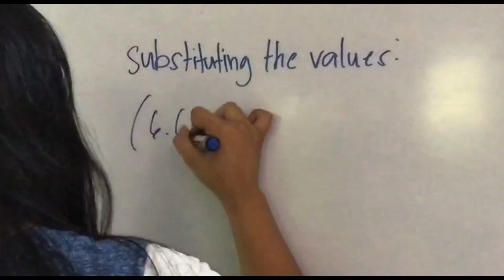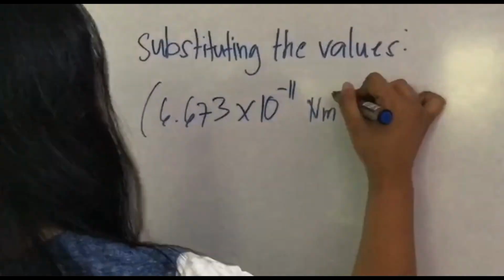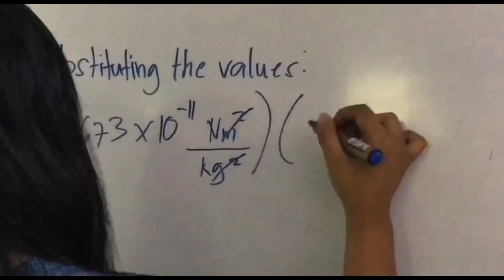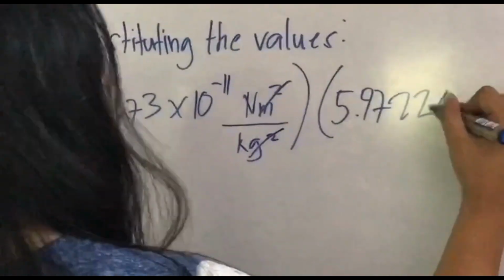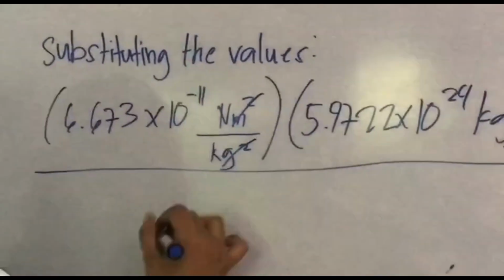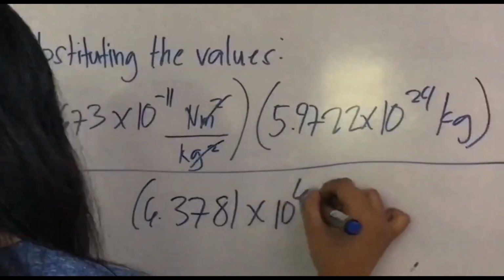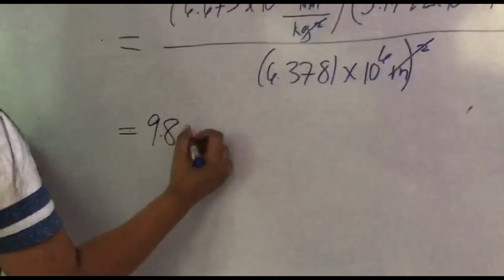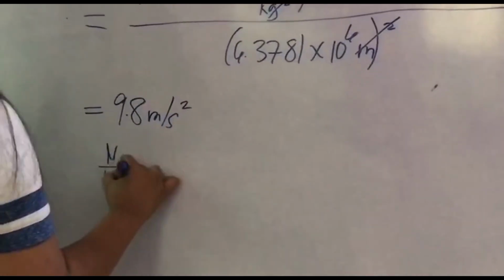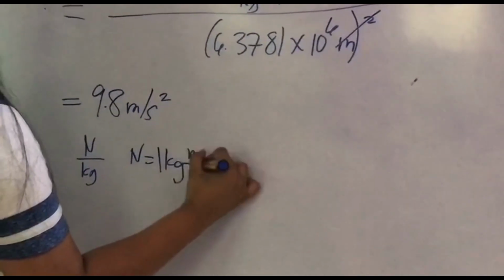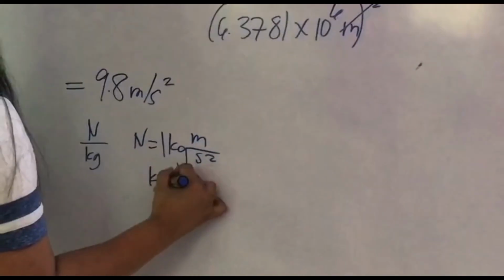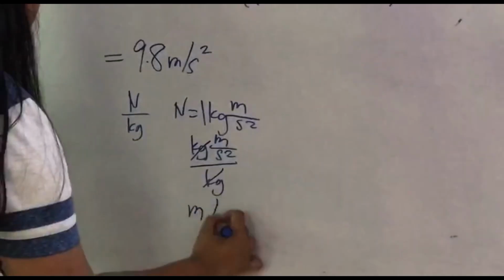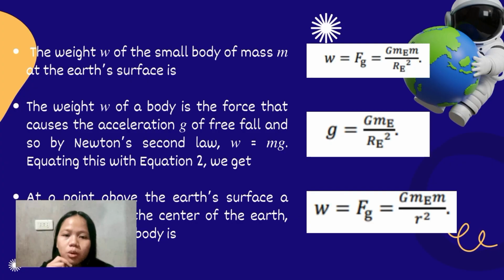Since we now have the formula, which is G times M sub E over R sub E squared, we can now substitute the given values and solve for our acceleration due to gravity. And we can cancel out the units as well. So that will give us 9.8 meter per second squared. We end up with the unit meter per second squared because we can also write Newton as kilogram meter per second squared, which will cancel the unit kilogram. And that's it. So let's see how it's done.